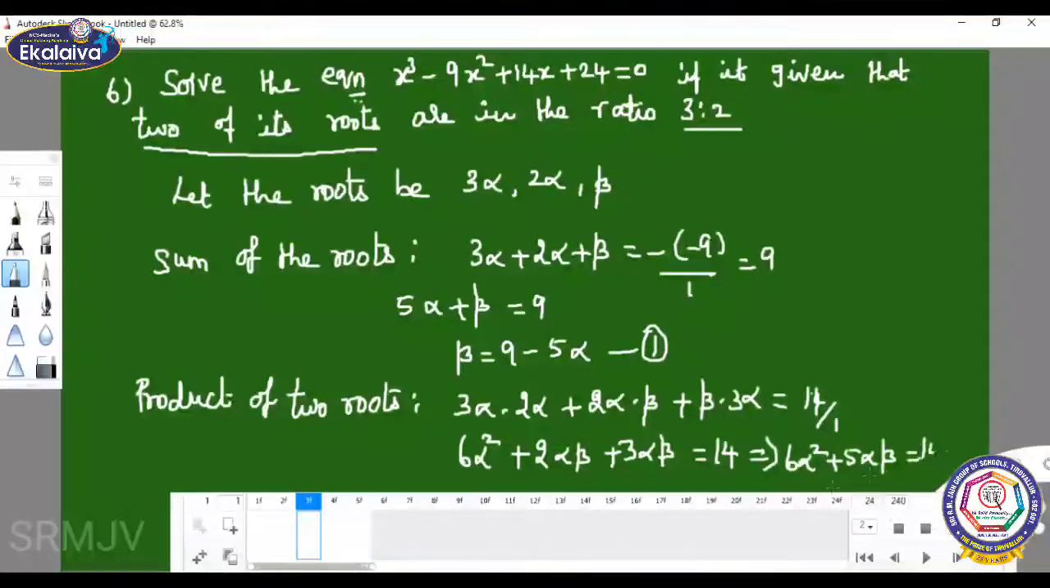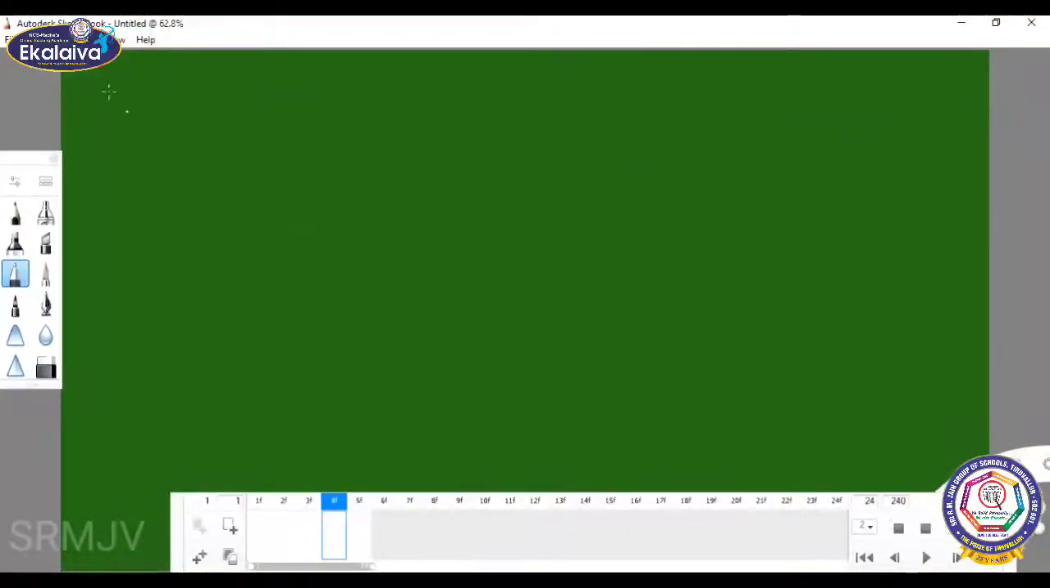You can take it as the second term. Next, you move on to the next one, product of the 3 roots. Product of 3 roots is what?